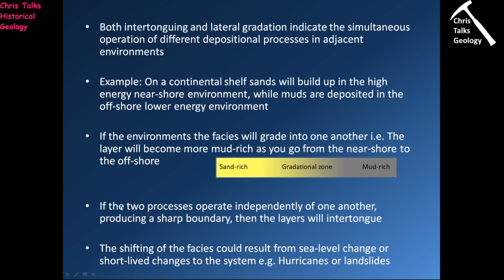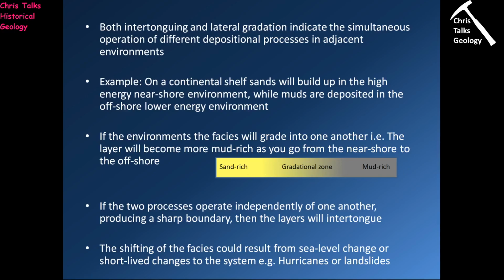If the processes in these two environments operate independently of one another, however, you're going to get a sharp boundary. In the gradational case, the two environments are operating together, and there's a gradational zone between the two where both environments overlap. There will be some instances, though, where these two environments operate completely independently of each other, and that's going to produce a sharp boundary. So it's going to be sand-rich, boundary, mud-rich.